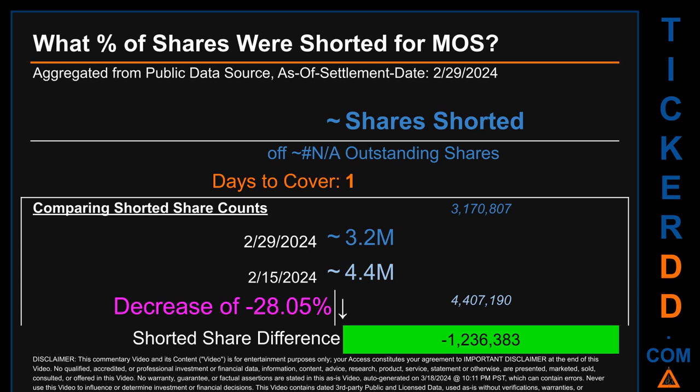When I compare the current 2-week period data snapshot against the previous period, ending in settlement date February 15, 2024, I find that the current snapshot had roughly 1.2 million fewer shares shorted. This means that, compared to the previous snapshot, the current snapshot has a decrease of minus 28.05% of shorted shares.